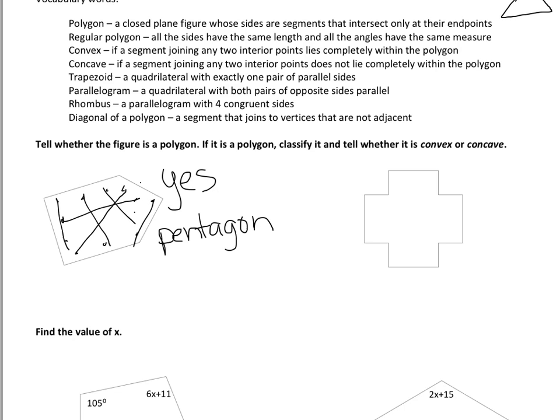Now this one, no matter where I draw these two lines, or wherever I draw those two points, that line is going to stay in the polygon. So this is going to be a convex polygon.